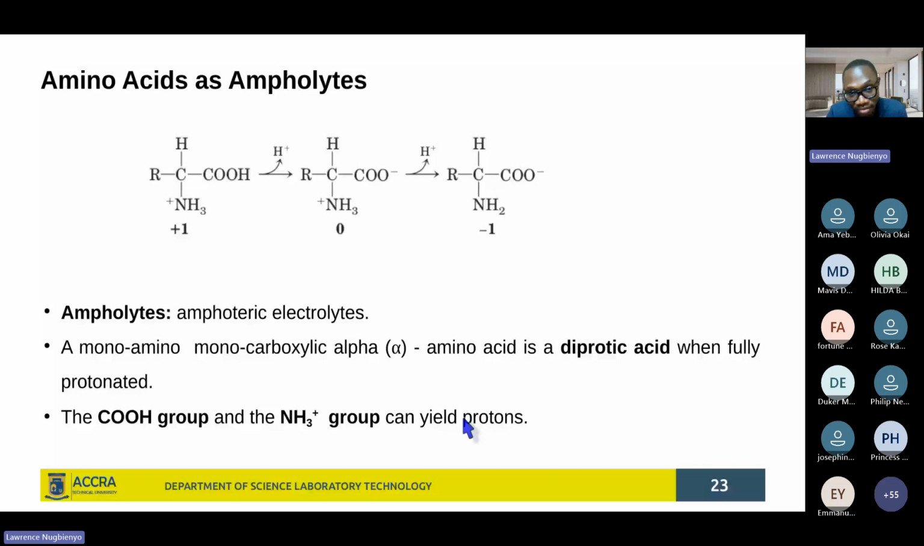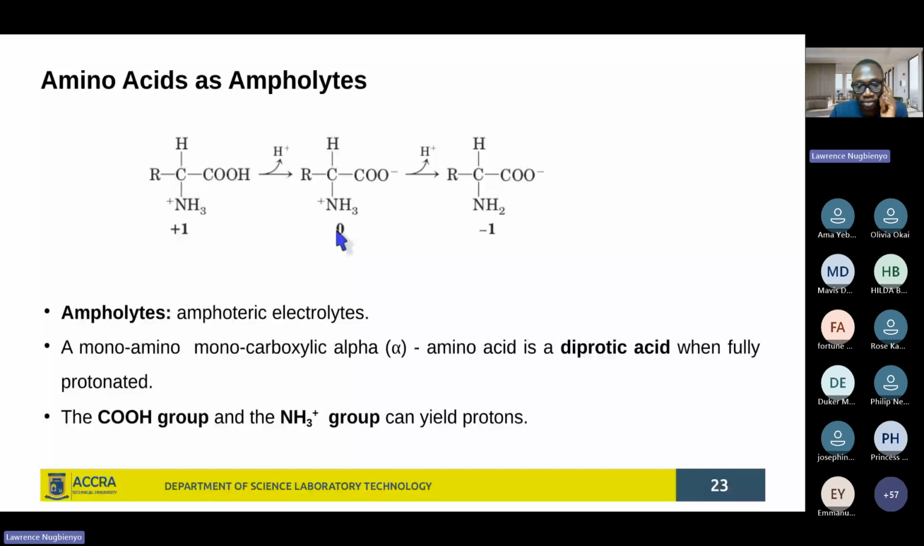So the same way you have the amino acid acting, as we saw, as a proton donor and a proton acceptor. And so it's being referred to as an amphoteric electrolyte.